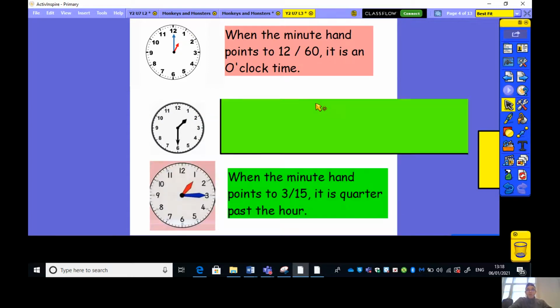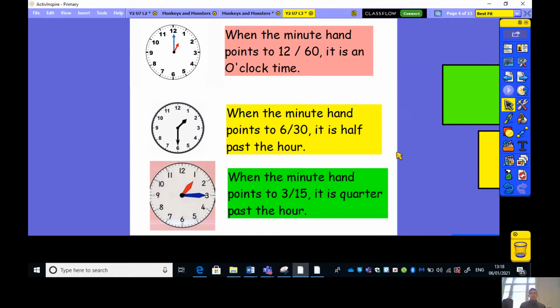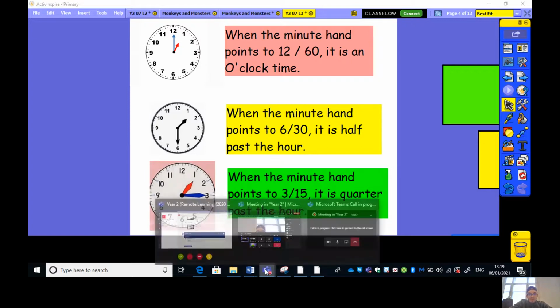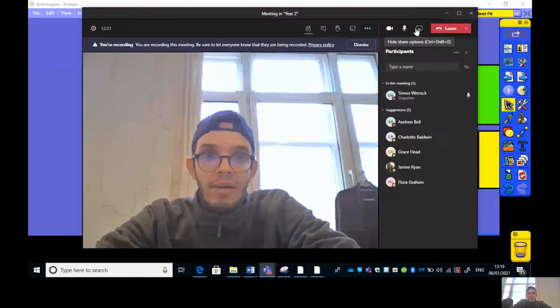Today, though, we're going to be looking at quarter past. So when the minute hand points to the 3 on the hour scale or the 15 on the minute scale, it is quarter past the hour. Okay, I'll say that one more time. When the long minute hand points directly at the 3, like here, we say it is quarter past. I say it, you say it. Quarter past. Quarter past. When the minute hand points directly at the 3, it is quarter past. Well done. And I'll show you on my clock now.